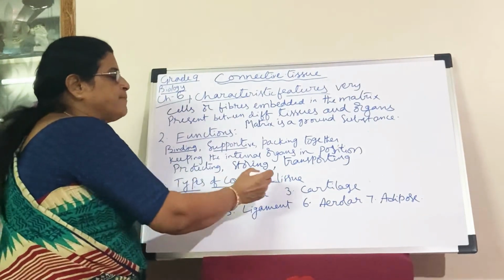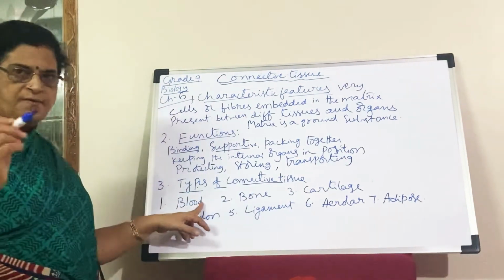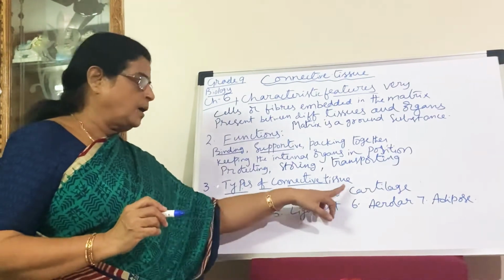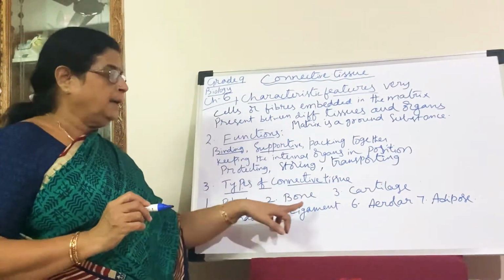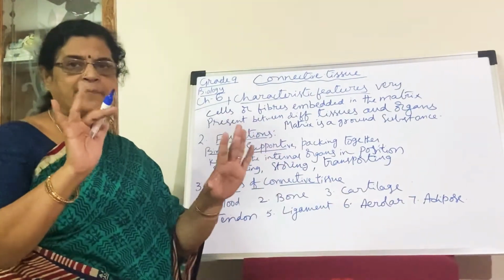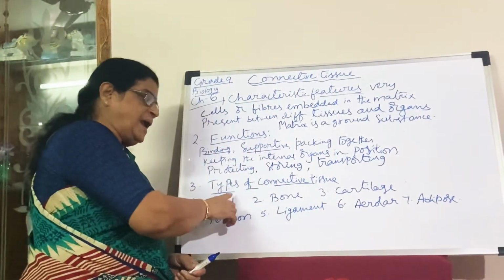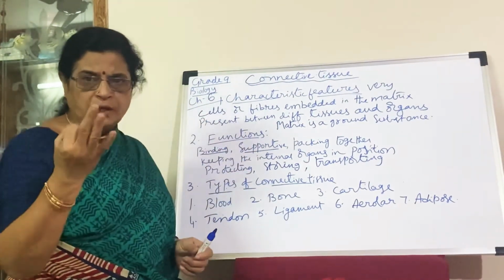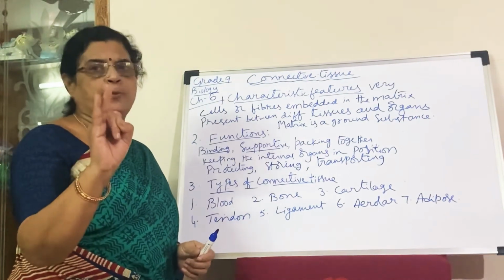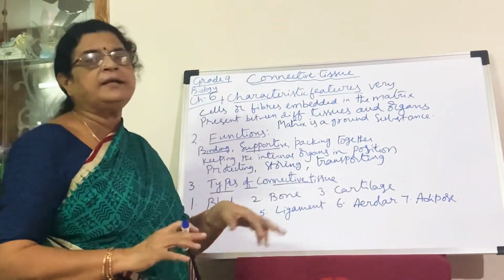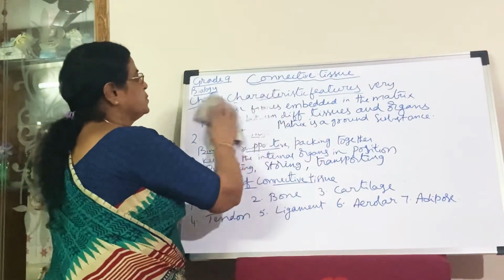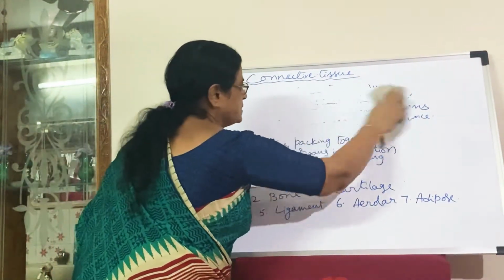Now coming to the types of connective tissues, we are studying 7 in this chapter: blood, bone, cartilage, tendon, ligament, areolar tissue and adipose tissue. These are the 7 types of connective tissues we are studying under this topic.